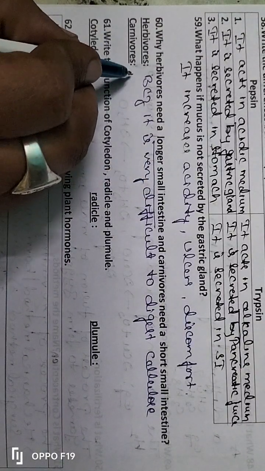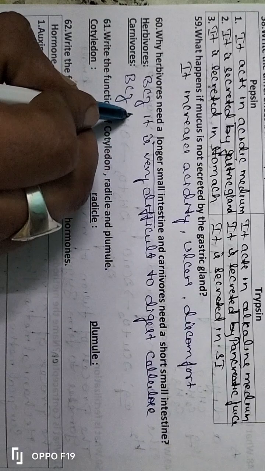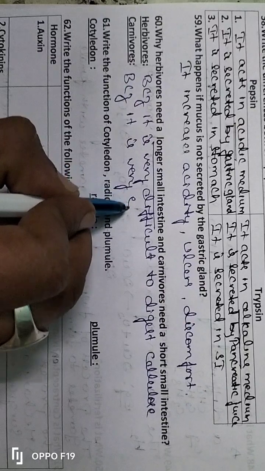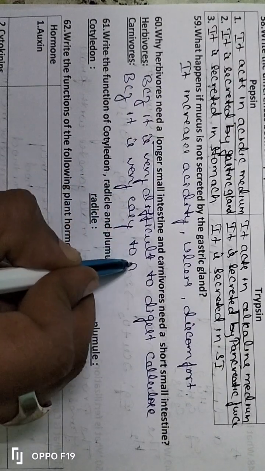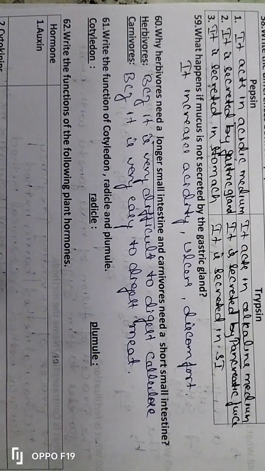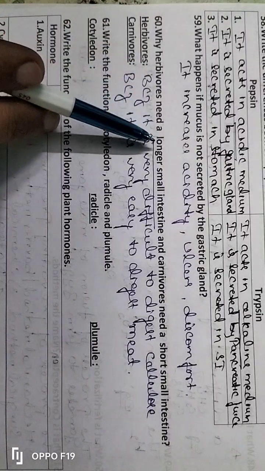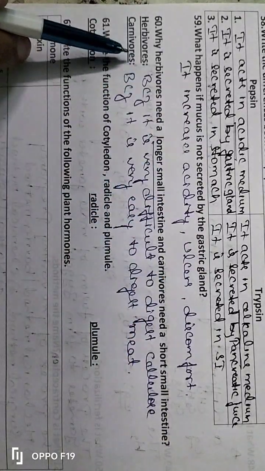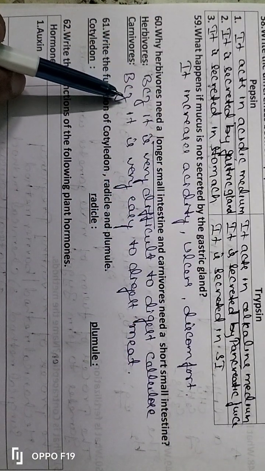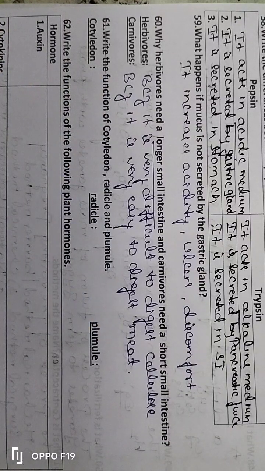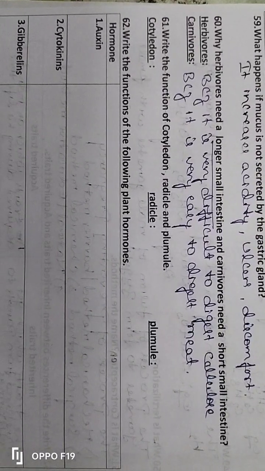Then coming to carnivores. Carnivores have a short small intestine because it is very easy to digest meat. So herbivores have a longer small intestine because it is very difficult to digest cellulose. Carnivores have a shorter small intestine because it is very easy to digest meat. So this is the answer for the 60th question.